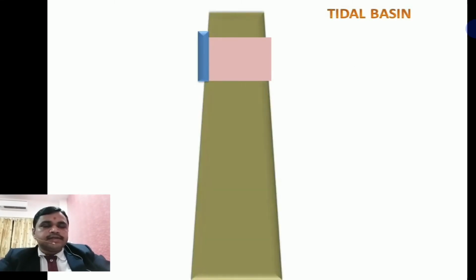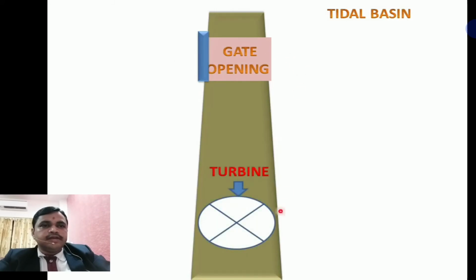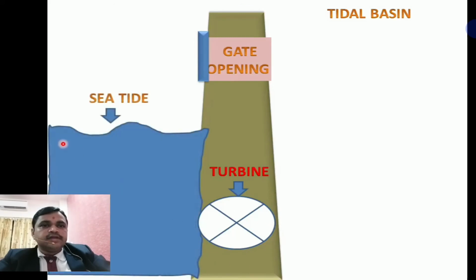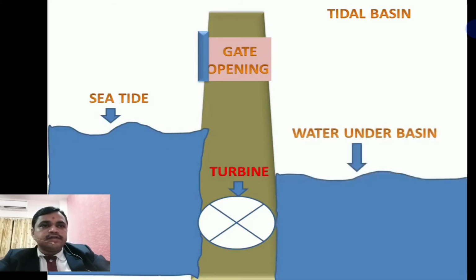Tidal power plant. This is the dam. This is the gate opening, sluiceway, turbine. In high tide, water flows into the basin. The gate is open and water is entering the basin.